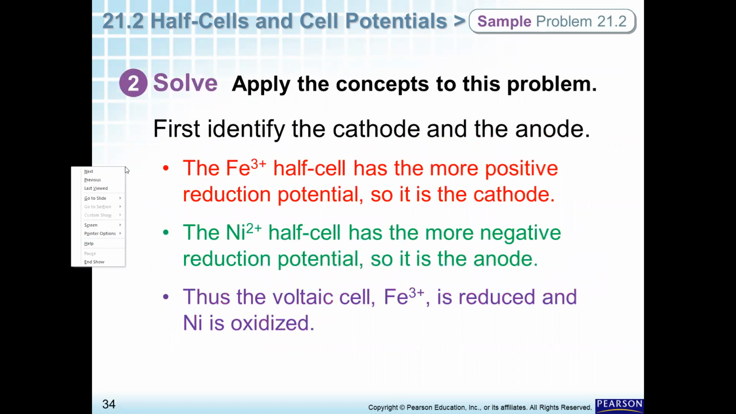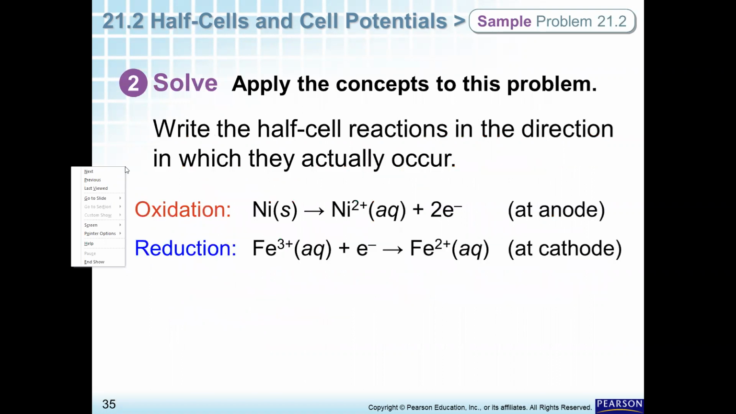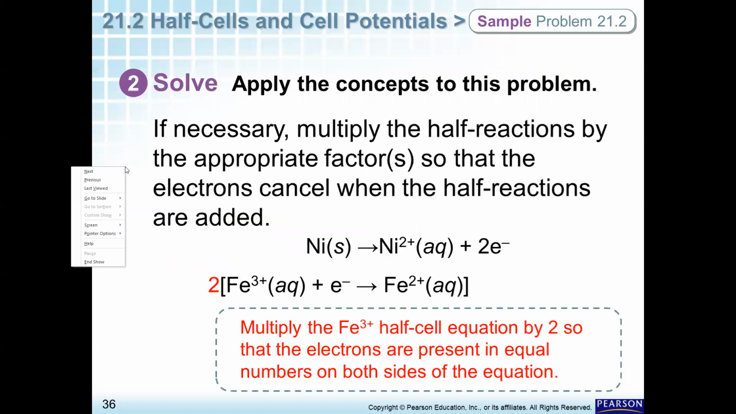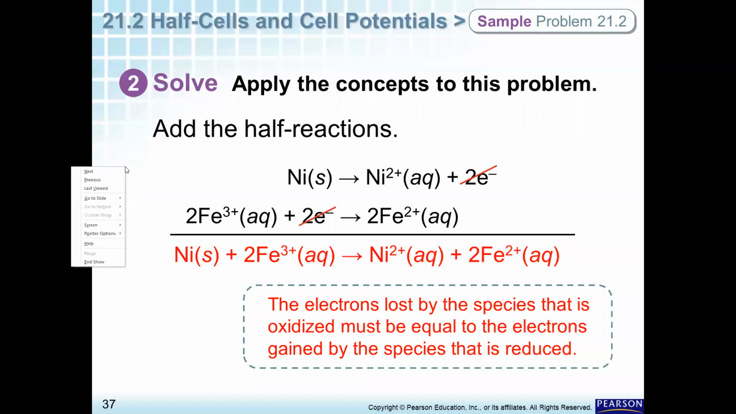Iron is the one which is getting reduction in the cathode. This is the one in the anode. In the voltaic cell, the iron is reduced, the other one is oxidized. Then this is the way it is. You multiply this by 2, and then you add them together and you end up with this equation, which I already wrote for it. Electrons lost have to be equal to the electrons gained.